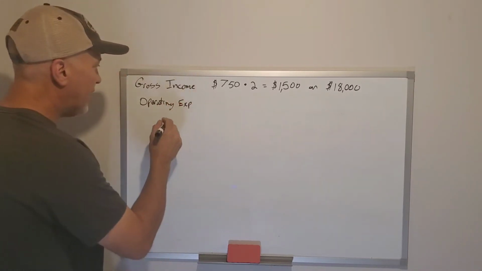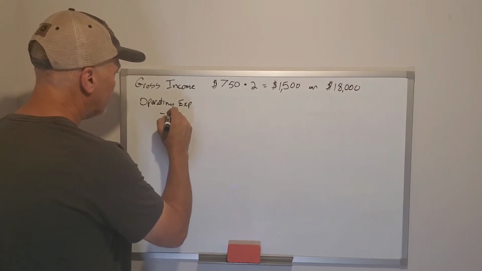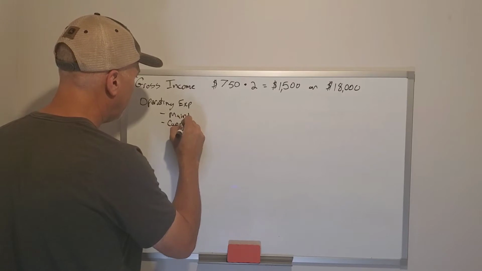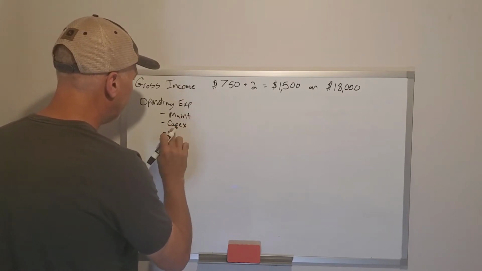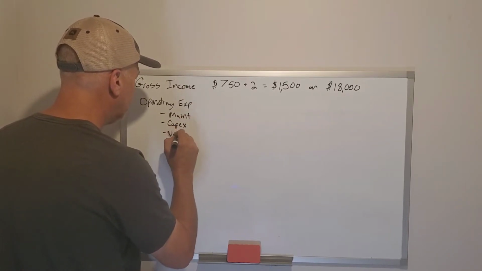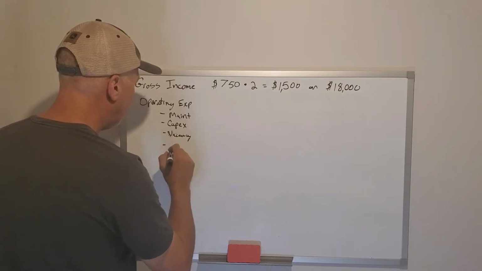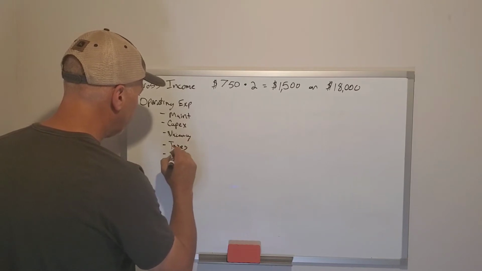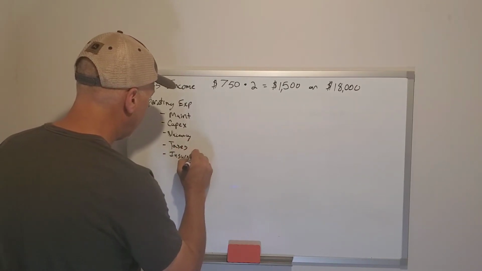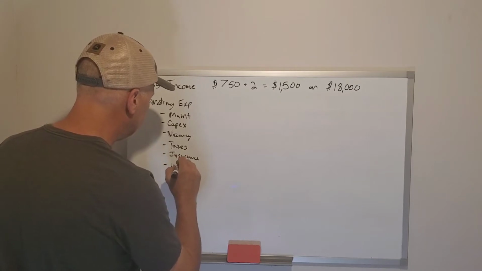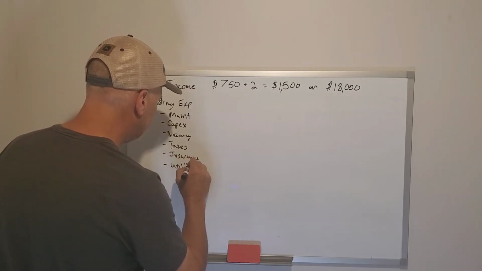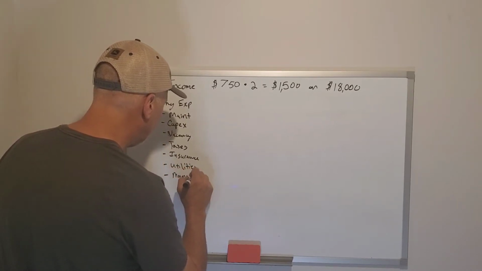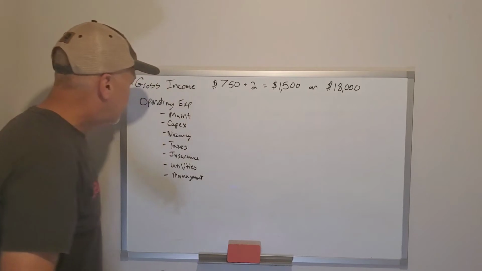And this has several categories to it. So one is maintenance, CapEx, vacancy, taxes, insurance, utilities, and management, property management. So we'll step through these.